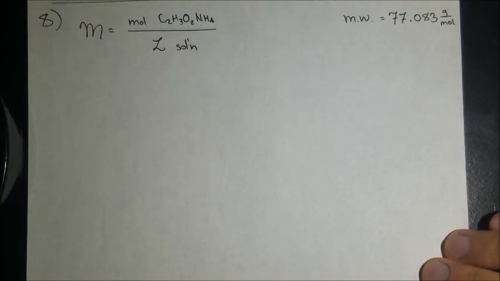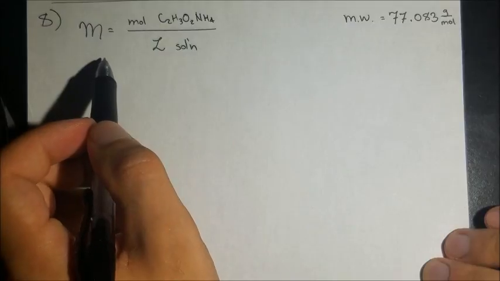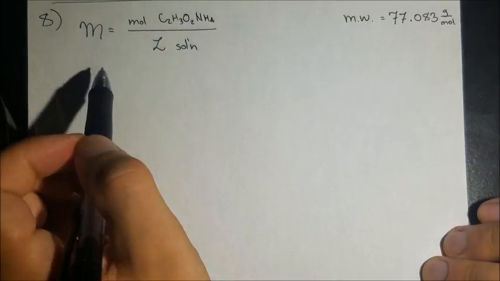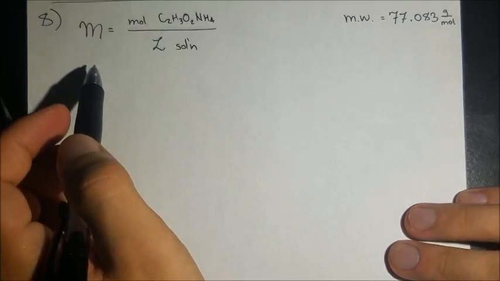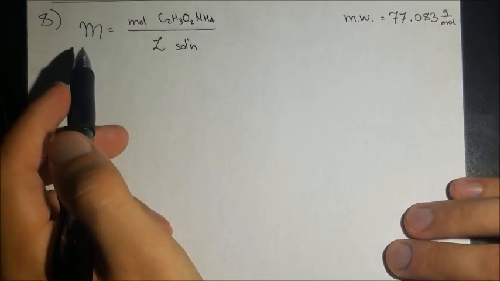Number 8 asks us to determine how many grams of ammonium acetate we need in order to prepare a 300 milliliter solution of 0.5 molar ammonium acetate. So I went ahead and wrote down the definition of molarity so that we can use this as we insert known quantities. We know a couple things here. We know that we want our molarity to be 0.5, 0.5 molar ammonium acetate.